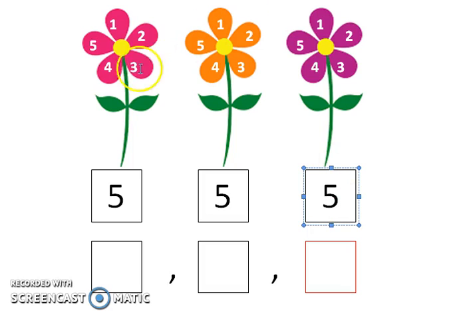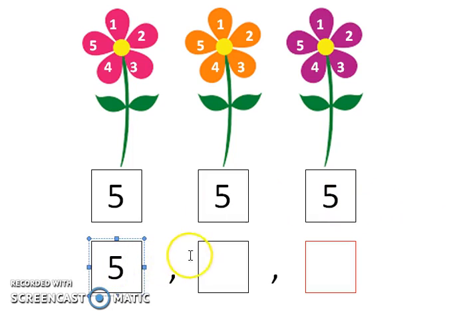So we can see now, because each of our flowers, the pink, the orange, and the purple, each had 5 petals, we had equal groups. They're equal. 5 is equal to 5 is equal to 5. So we are able to skip count.